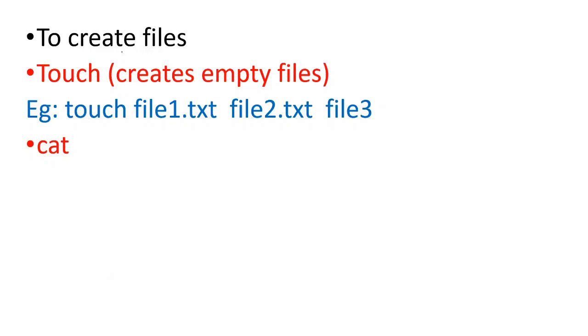To create files, there are two ways: the touch command and the cat command. Using the touch command you can create empty files. In the example you can see we used the touch command and created 3 files, file1, file2 and file3. So 3 empty files have been created here. Another command you can use to create a file is cat. We'll see cat in detail in a further topic.